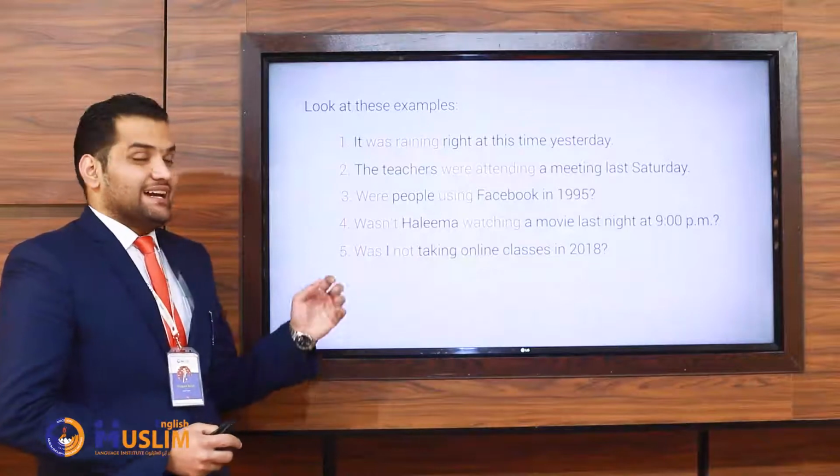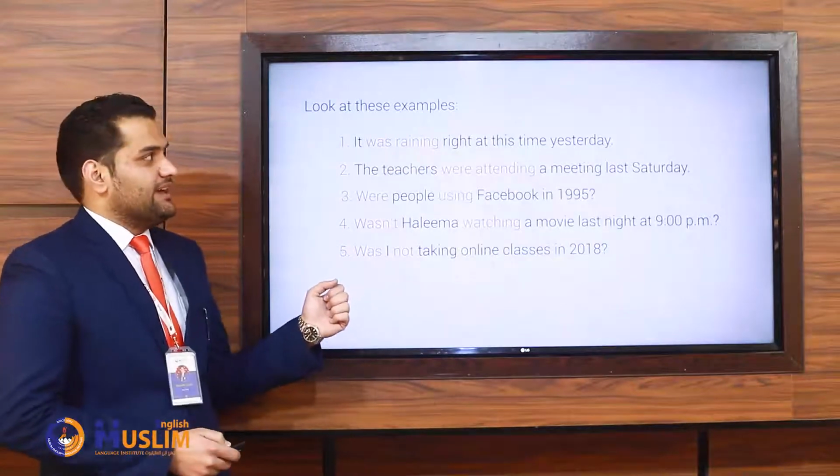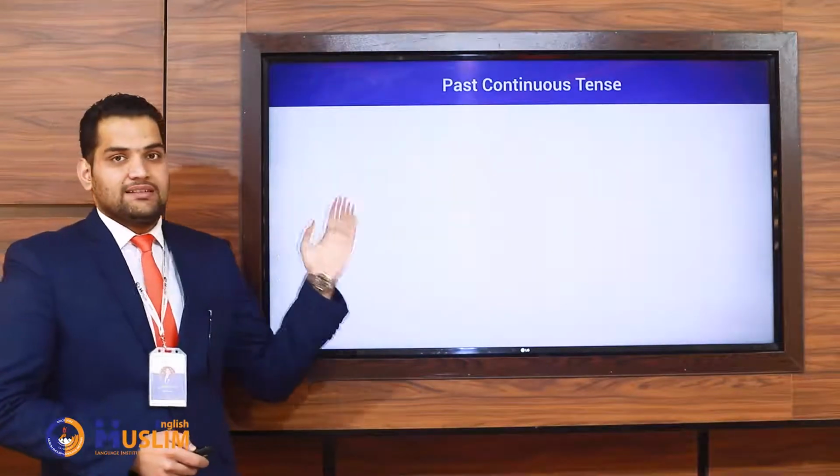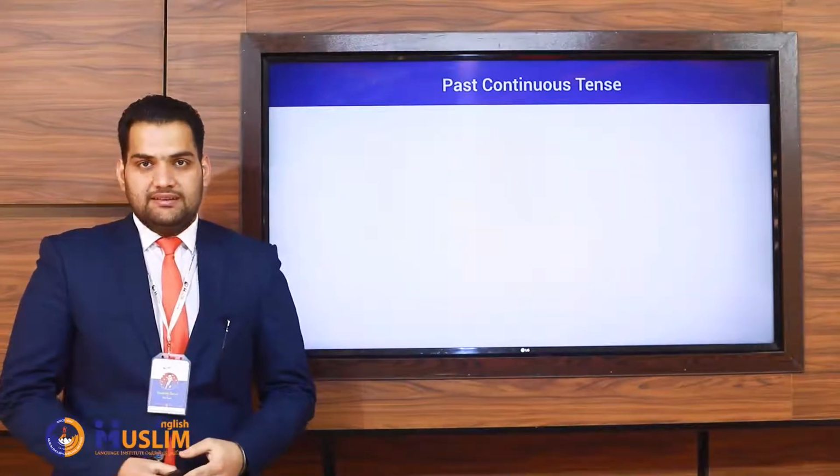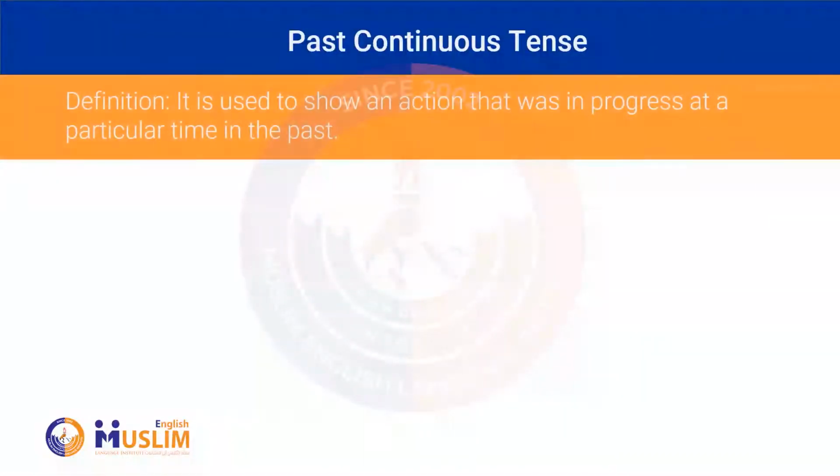Today we're going to study a continuous tense that is known as the past continuous tense. You can also call it the past progressive tense. Now, what is the definition? It is used to show an action that was in progress at a particular time in the past.